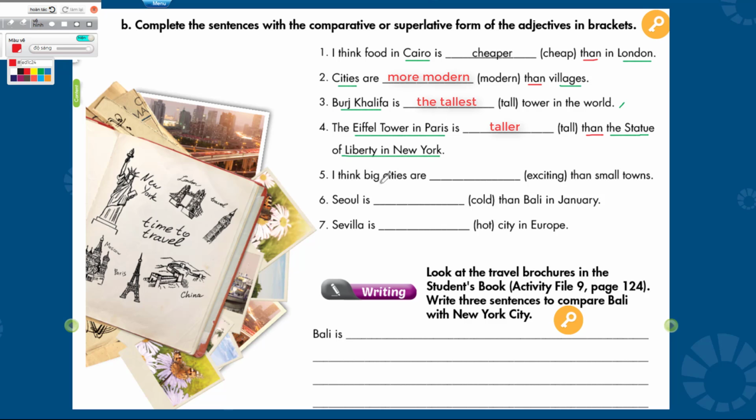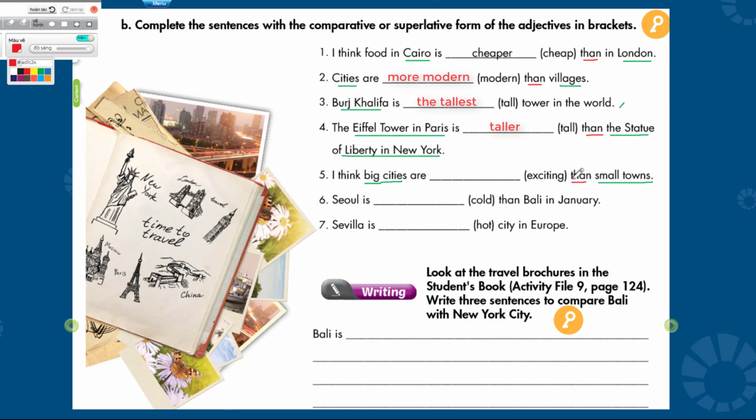So here we have big city. We had small towns and we had than. So here this is comparative adjective, right? Câu số 5 ta có chủ ngữ 1 đó là gì? Big city, thành phố lớn. Và chủ ngữ 2 đó là gì? Small towns, là tỉnh nhỏ. Ok, và đặc biệt hơn là trong câu có từ than. Như vậy là câu này chắc chắn là ở dạng so sánh hơn, right? Exciting is a long adjective, right?